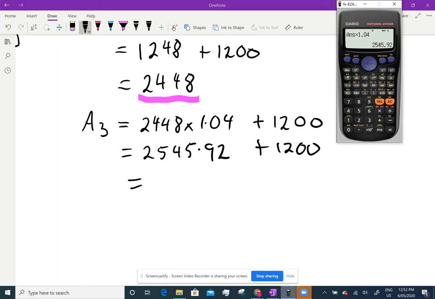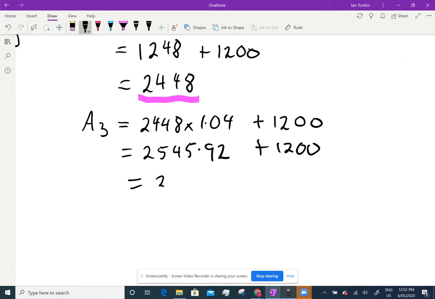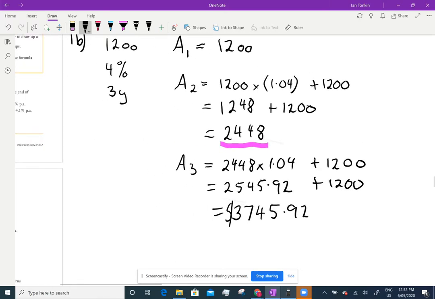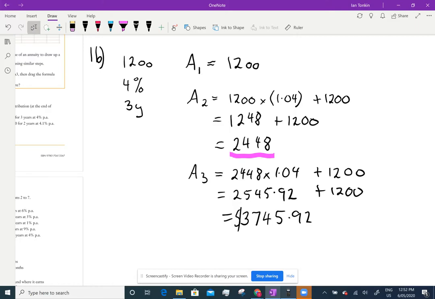So I take that answer and I add 1,200. And I get the right answer. $3,745.92. Now, as you can see, if you were doing this for a lot, it'd take a long time.